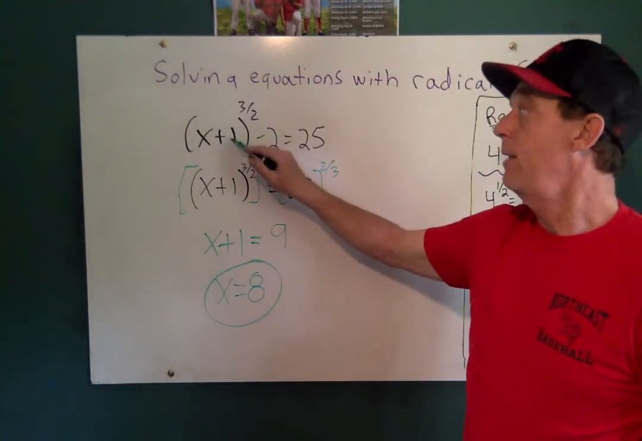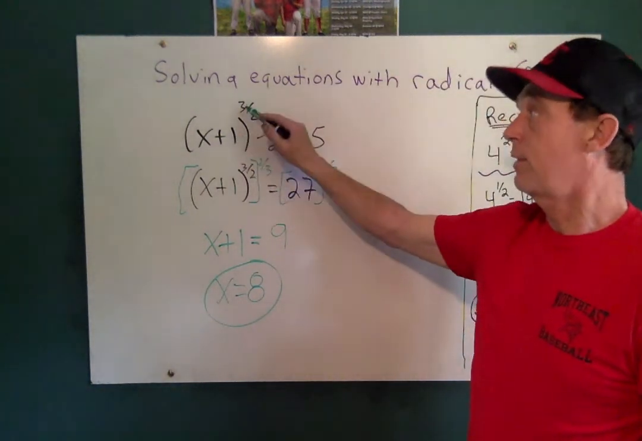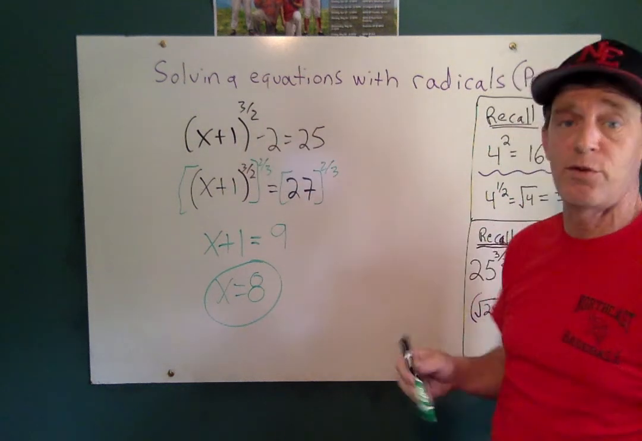8 plus 1 is 9. The square root of 9 is 3. 3 to the third is 27. 27 minus 2 is 25.